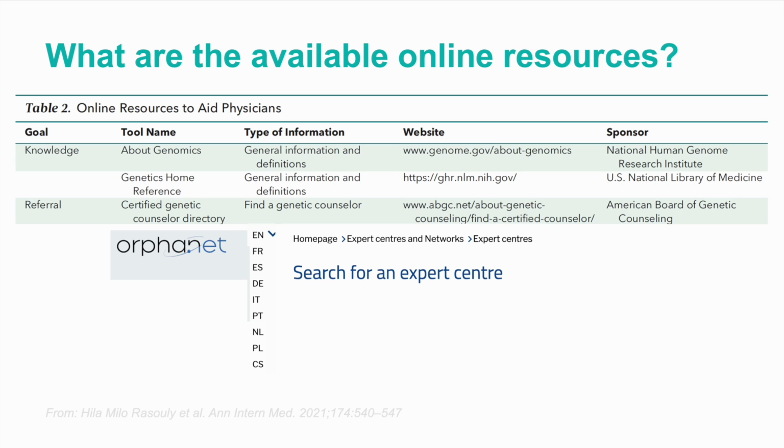For those of you in the United States, there is a great website organized by the American Board of Genetic Counselors to help you find a genetic counselor and refer. And they even have an option to identify genetic counselors specialized in nephrology. And for those of you in Europe, Orphanet is a fantastic resource to search for expert centers. Again, you do not have to do it all yourself. You can refer your patients.